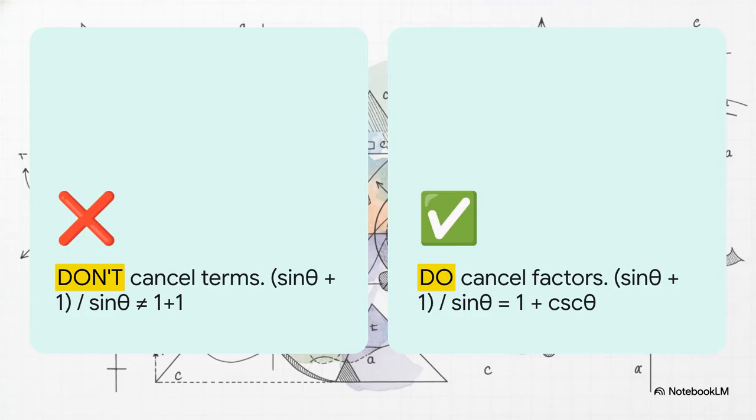Okay, this is the big one. I see this all the time. You absolutely cannot cancel individual terms that are being added or subtracted. Look at the don't do this side. You can't just slash through the sine thetas. That's completely illegal in algebra. Remember, you can only cancel common factors, things that are being multiplied together. Like you see on the right, you'd have to break that fraction up first to simplify it properly.